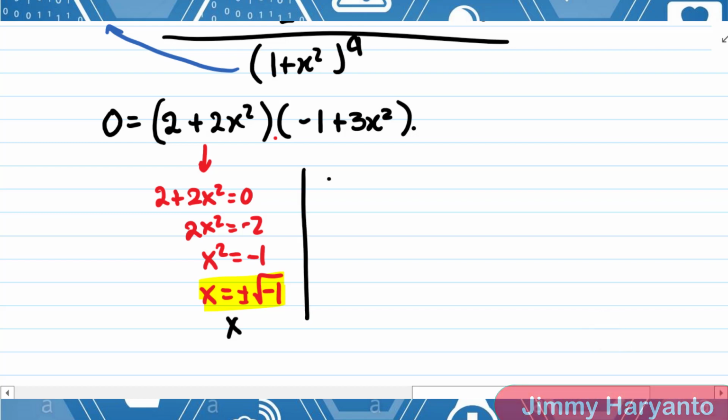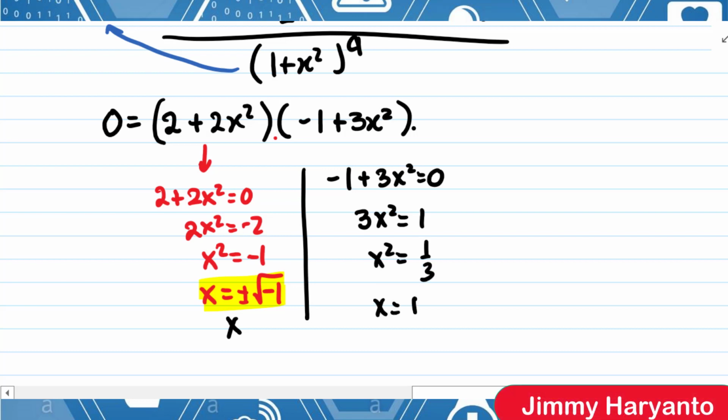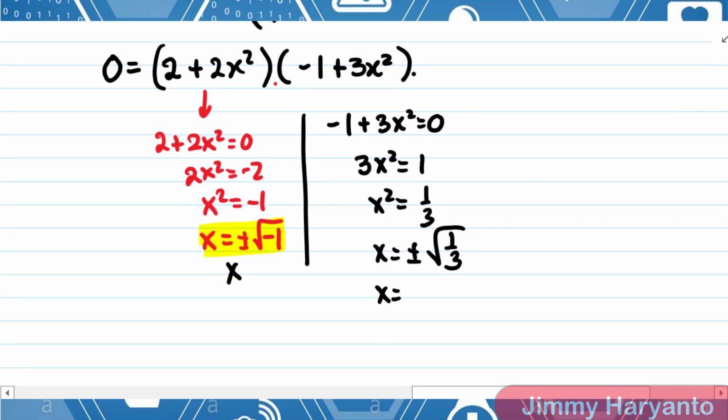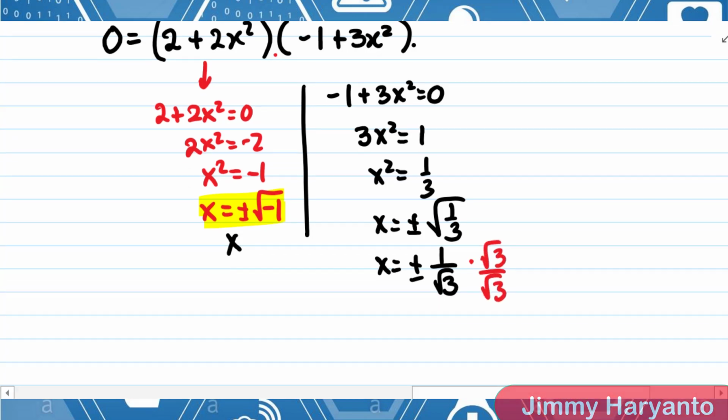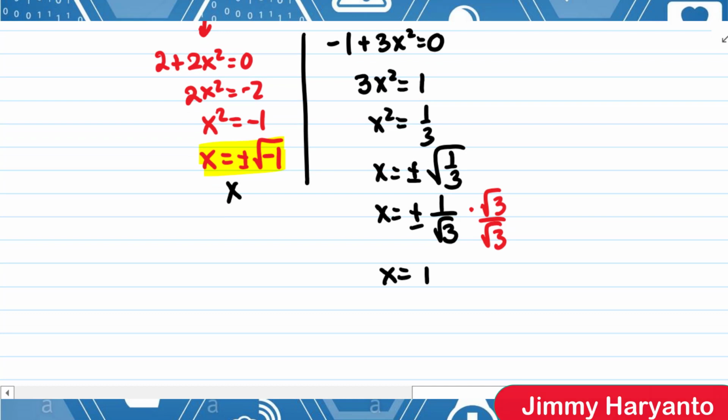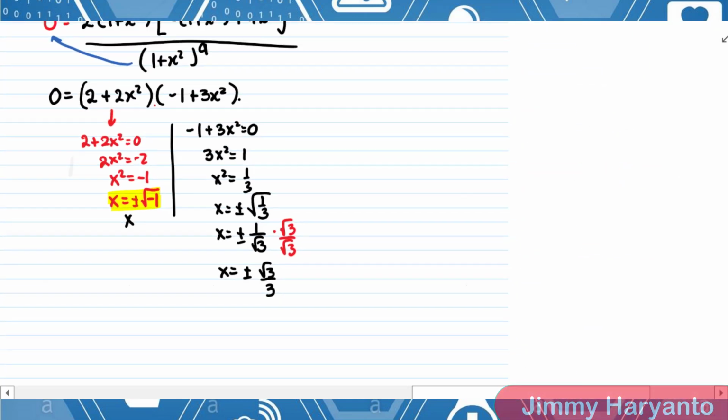How about this one? For this one, negative 1 plus 3x squared equals 0. So you will have 3x squared equals 1 and x squared equals 1 over 3. So x will be plus minus square root of 1 over 3. That means x equals plus minus 1 over square root of 3. Of course, we cannot leave it like that. We have to times it with square root of 3 over square root of 3. So you will have plus minus square root of 3 over 3 for the x.